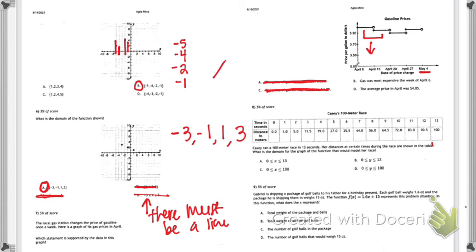B, gas was most expensive the week of April 6th. Here's the week of April 6th. If you notice, it is the highest. You notice our price is increasing, which would make B correct. D, the average price in April was $4.05. So we would have to find the price each week and then divide by the number of weeks. So the most accurate answer here would be B.